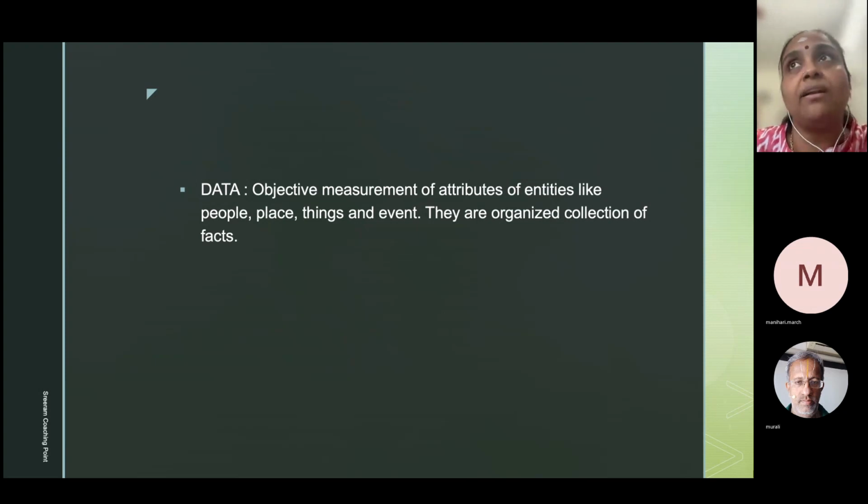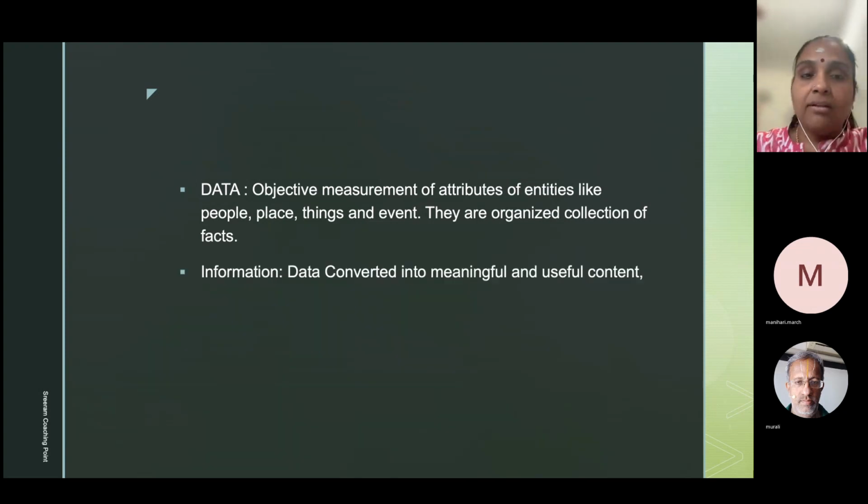It's objective measurement. Why do I say objective? Even if you are going to put values governing my organization, gratitude, faithfulness, even that is going to have a value. That's why it's called objective measurement. Now information is data converted into meaningful and useful content.